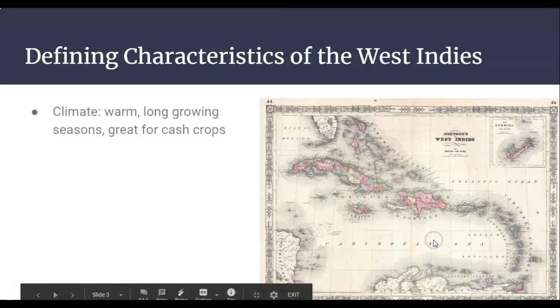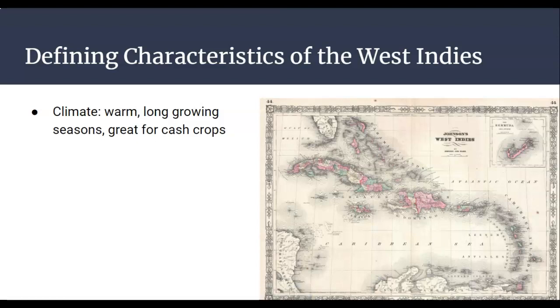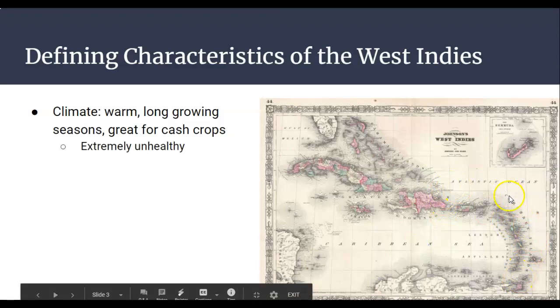Okay, so looking at this, the climate is very warm, so we have long growing seasons. It's closer to the equator, so they can grow tons of crops, and they're all going to be cash crops, especially sugar. Sugar is going to be the main crop grown in the British West Indies, which are these islands over here in this region.